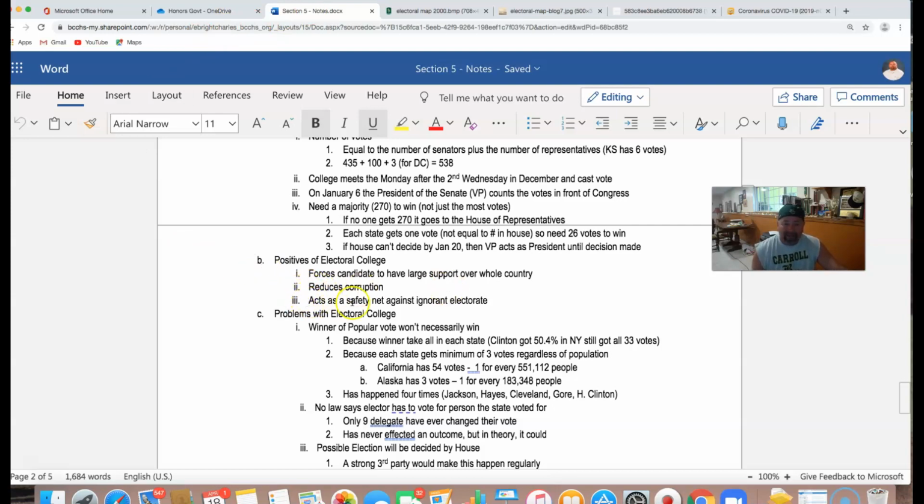Does this act as a safety net against an ignorant electorate? Because you're actually electing these electors. The people aren't actually voting. The electors are voting for president and vice president. They can switch their vote. In fact, guys, there was a movement on the part of some Hollywood folks to try and get the electors before they went to D.C.